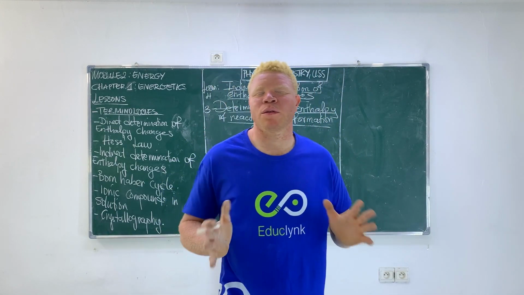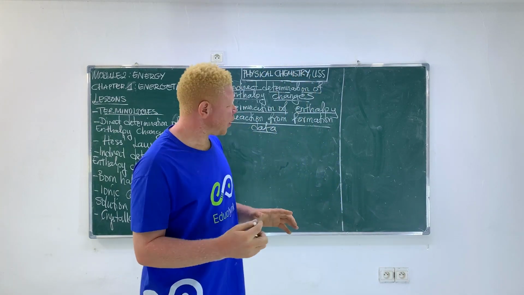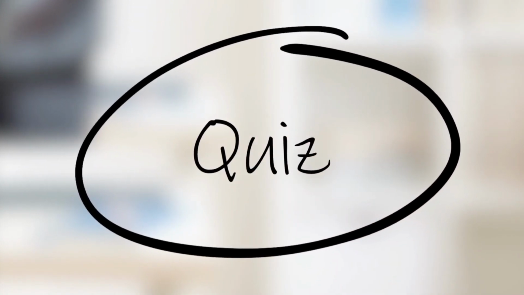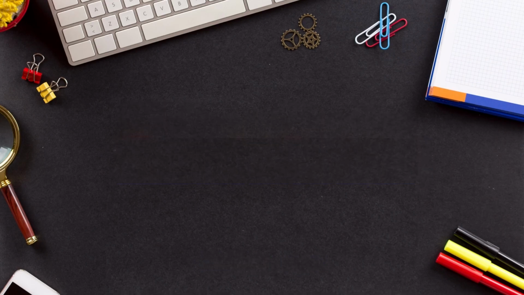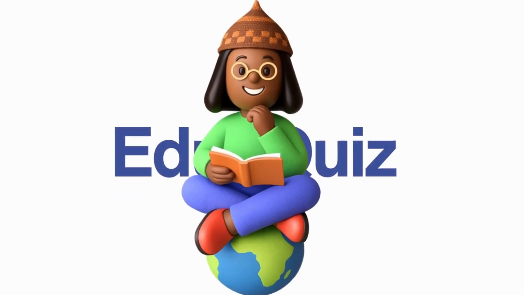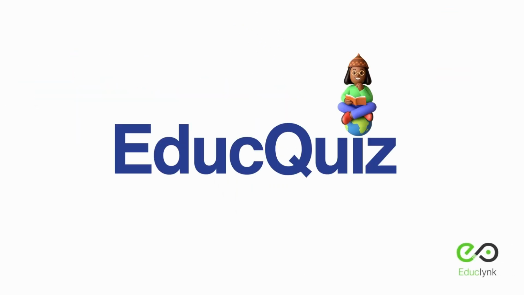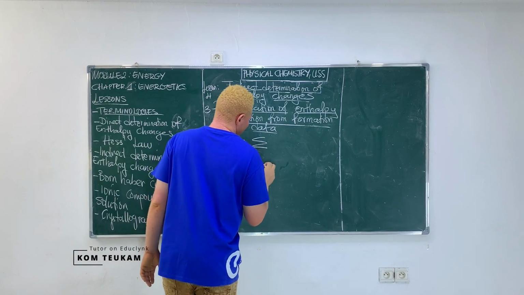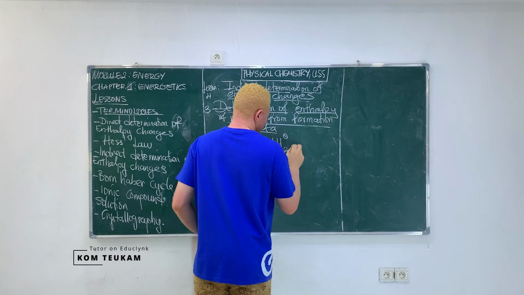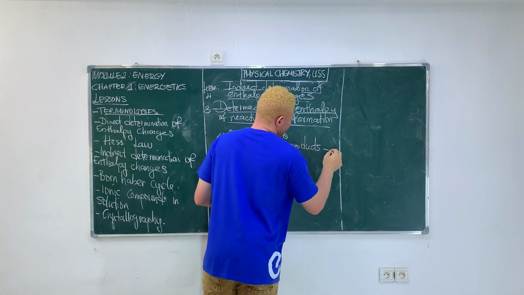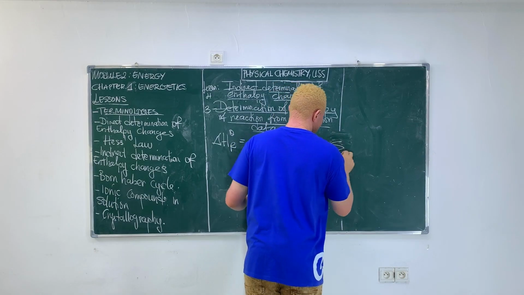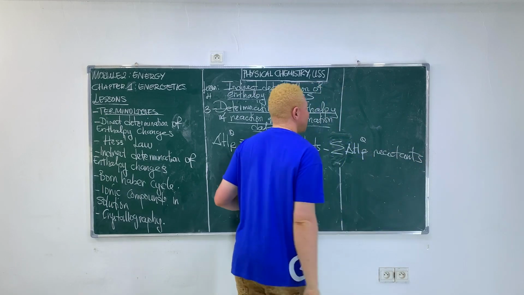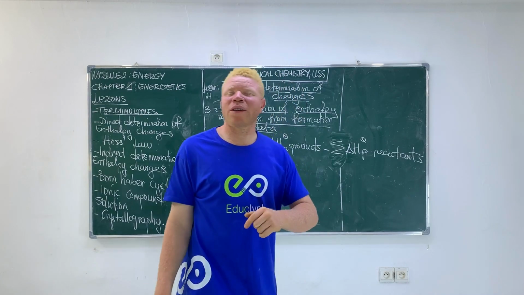So no matter the reaction that I give you, I'm going to give you a formula. The formula is basically: the enthalpy of reaction equals the summation of the enthalpies of formation of the products minus the summation of the enthalpies of formation of the reactants. So, products minus reactants.